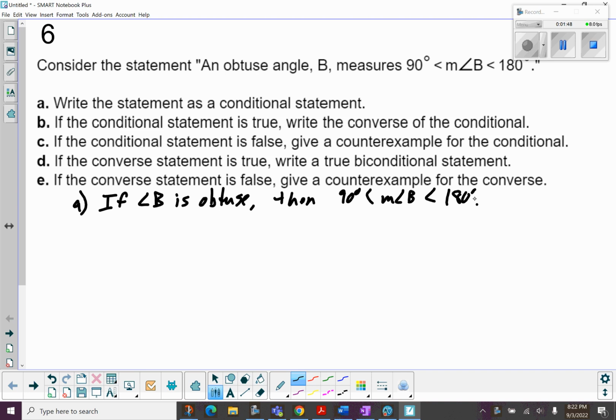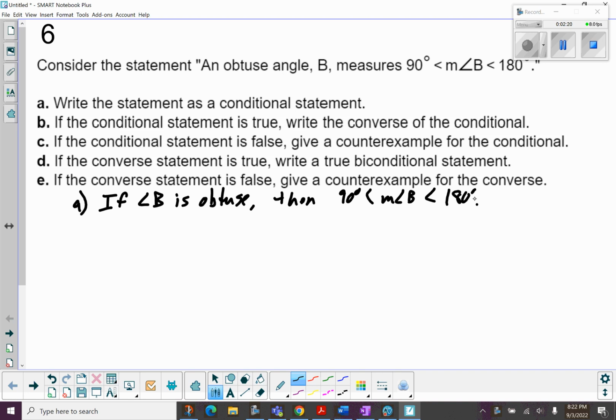All right, then part B. If the conditional statement is true, write the converse. If the conditional statement is false, give a counterexample for the conditional. All right, so that means we're going to take a look at this. Now, again, I think this goes back to a couple of years ago. You probably learned the definition of obtuse. We have acute, right, and obtuse as the three ways of classifying an angle.